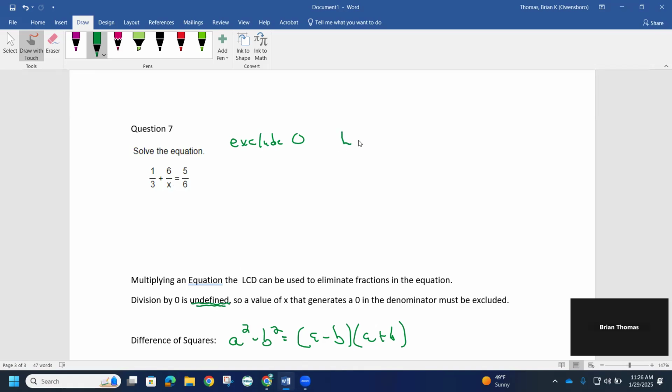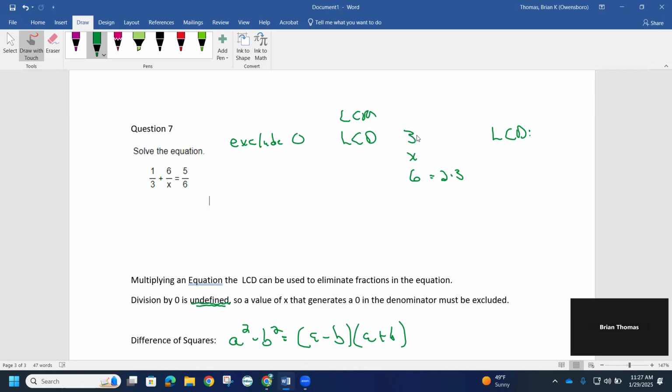Now, when it comes to the LCD, we have a 3, an x, and a 6. Now, remember, LCD is the same thing as least common multiple. So one of the things we can do is look at the different factors. 3 is a factor, x is a factor. Notice that 6 is made up of 2 times 3. So to get the LCD, you're looking at the different factors.